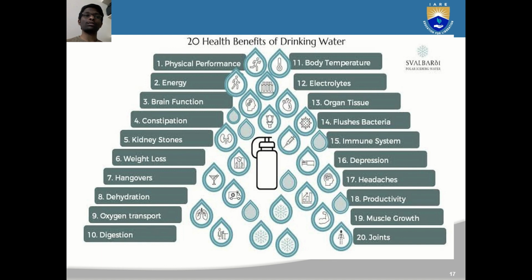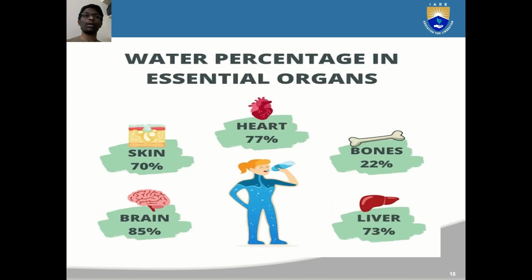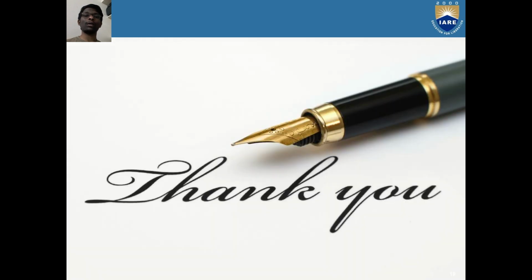The figure indicates the water percentage in essential organs. Our heart contains 77% of water, bones contain 22% of water, liver contains 73% of water, brain contains 85% of water, skin contains 70% of water. So we have seen the prerequisites of drinking water.